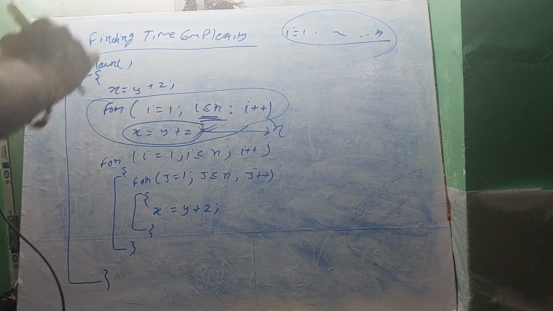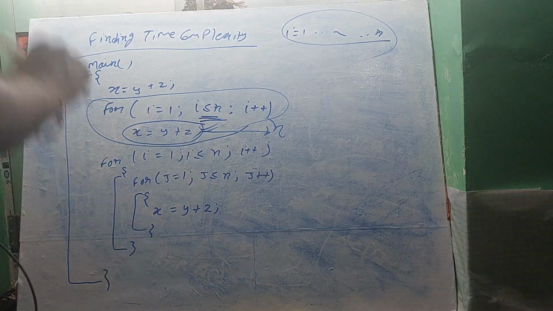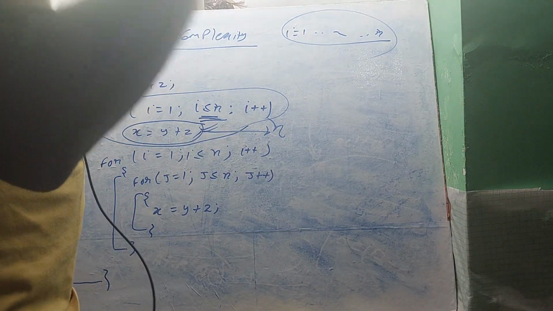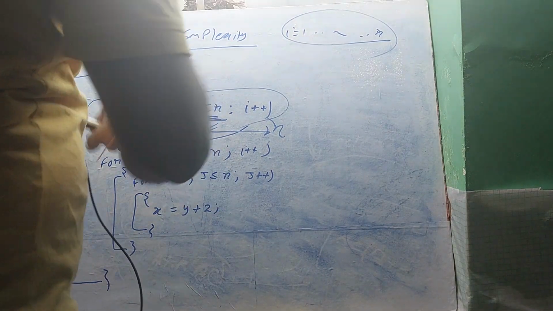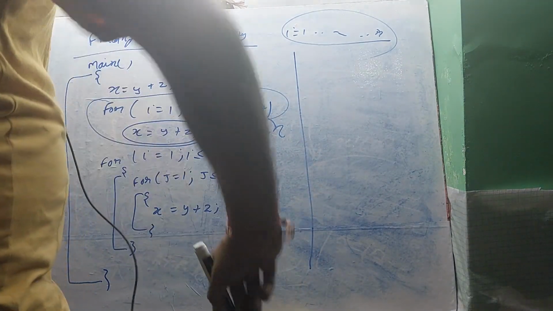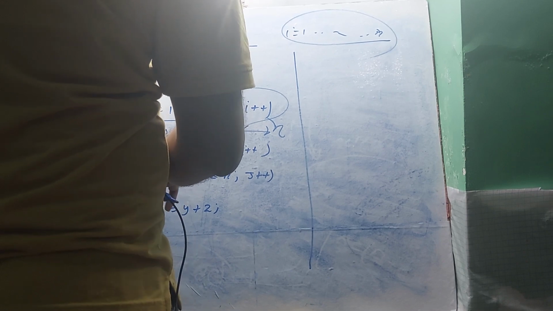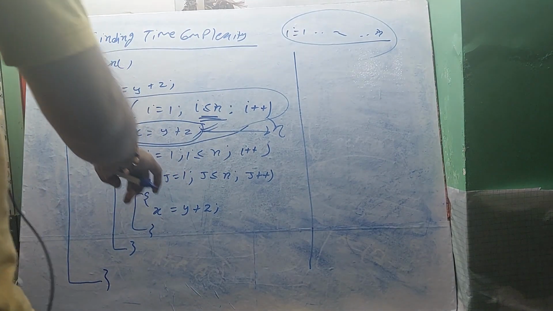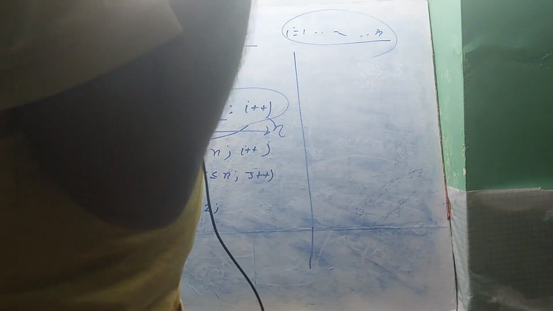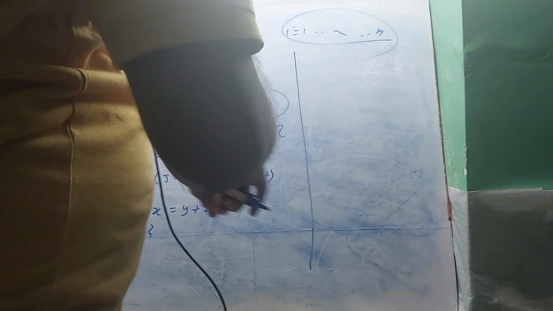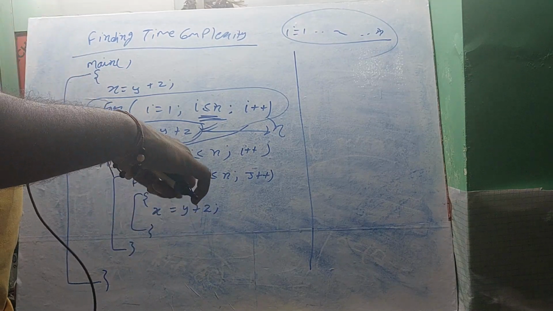Now consider this. There are two for loops. The first for loop executes from i equal to 1 to n, and another for loop executes from j equal to 1 to n. Let's try to understand the second loop. This for loop is under this for loop, so this is the correlated or internal for loop. The value of this internal for loop will depend upon the external for loop.